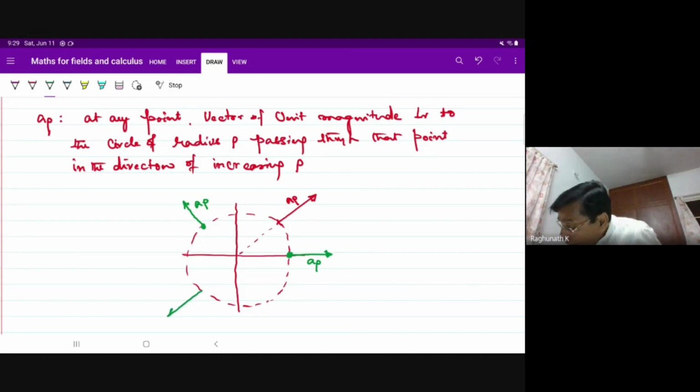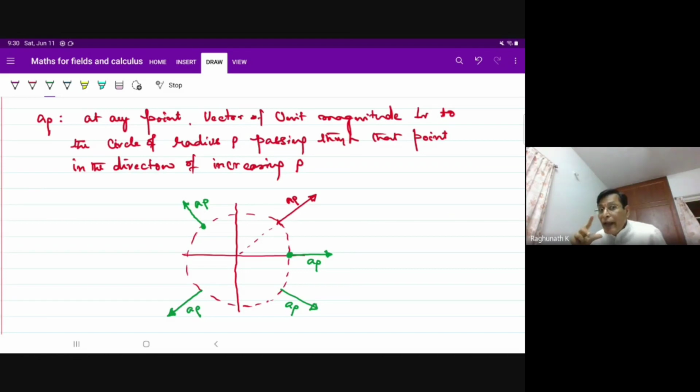Direction of a rho can be any value in the range from 0 to 2 pi. For the same radius, at different points, the unit vector will have a different direction. You may be wondering why, after all, then we should speak about the circular coordinate system. It is useful to me.